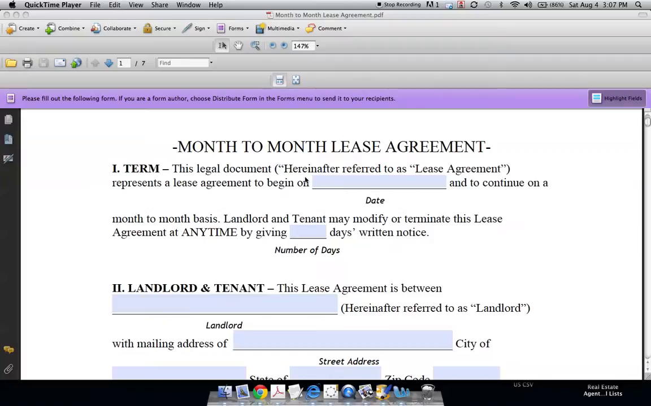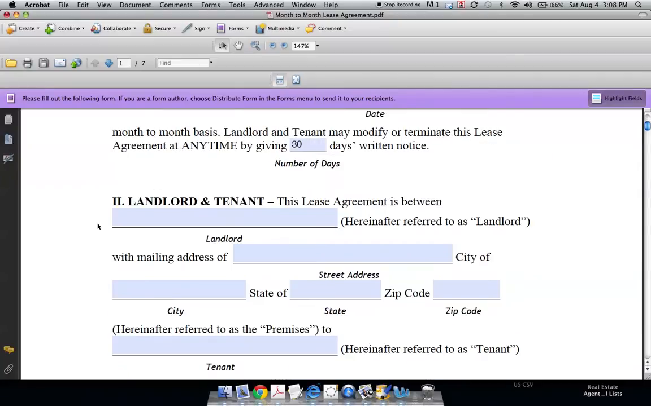Number one is this legal document represents the lease agreement beginning on, and we'll just say January 1st, 2013. Landlord and tenant may modify or terminate this lease agreement anytime by giving how many days notice? Most of the time it's 30. We put it in here because some people like to maybe give 60 or 90, but the standard is 30, so I would just recommend putting that in there at any time.